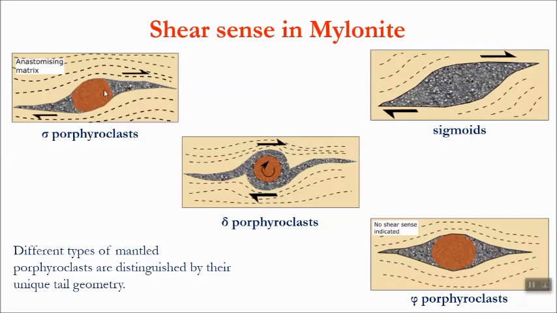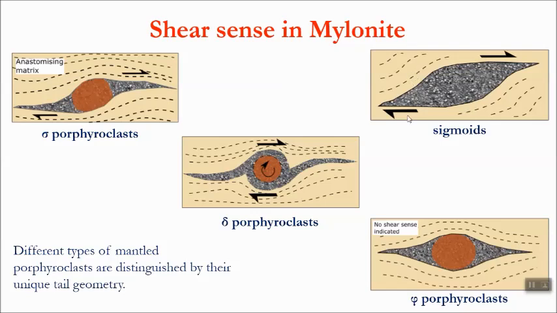And slowly as this porphyroclast gets rotated, this tail will get more and more rotated, and if it is getting pulled more, beyond the center here, so it's getting pulled up to here, this is called a delta porphyroclast. Now in this delta porphyroclast also we can identify the sense of shear by knowing the sense of rotation.